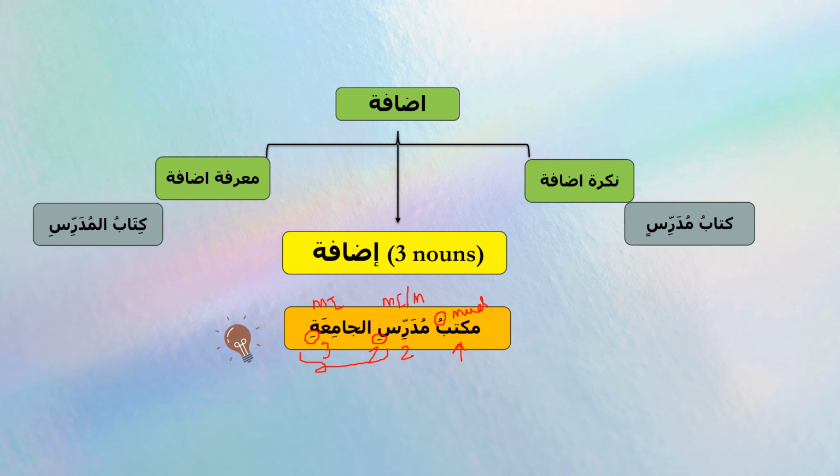with kasra. Always, always. Whenever you come across three nouns, remember, only the first noun will change its haraka, the mudaf. And these two nouns later on, the second and the third noun, will never change their haraka, the mudarris and the al-jamia. Both of them will never change their haraka, mabni on kasra.